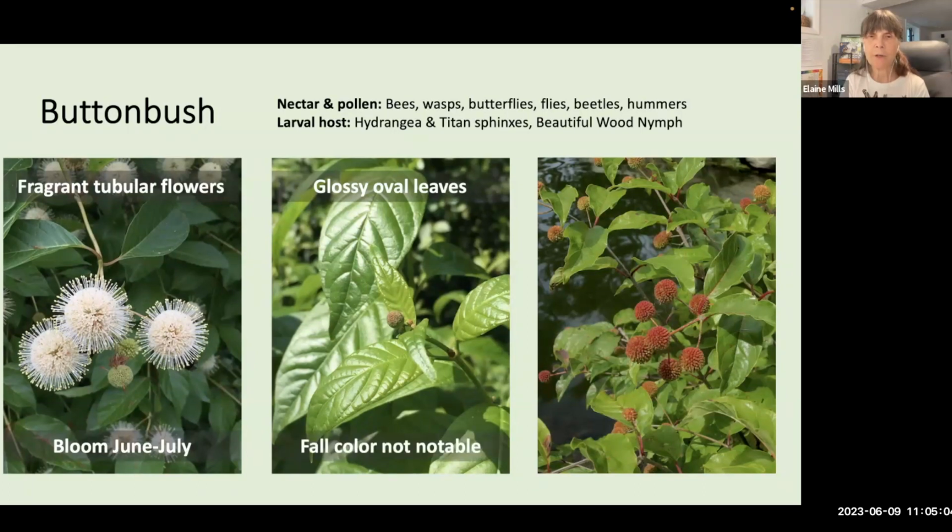Its fall color is not particularly notable, but these seed heads, which consist of nutlets, are very interesting. They'll persist on in the winter for an attractive feature in our gardens, and they'll also provide nourishment for songbirds and waterfowl.